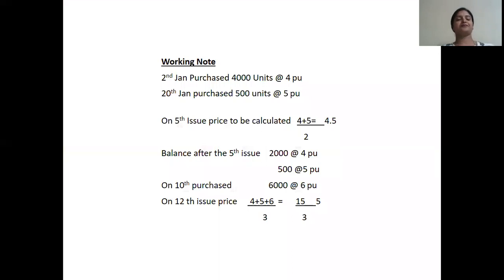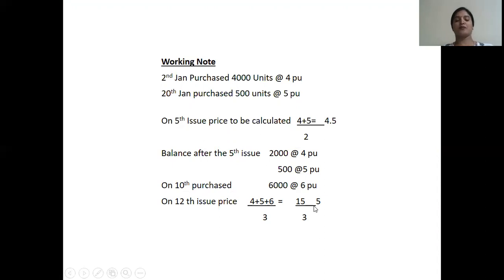See here, that is the 12th issue price. How many lots do we have here? The balance lots are 4, 5 as well as 6. 4 plus 5 plus 6 is equal to 15. How many lots do we have? 3 lots we have, so divided by 3, that is equal to 5.